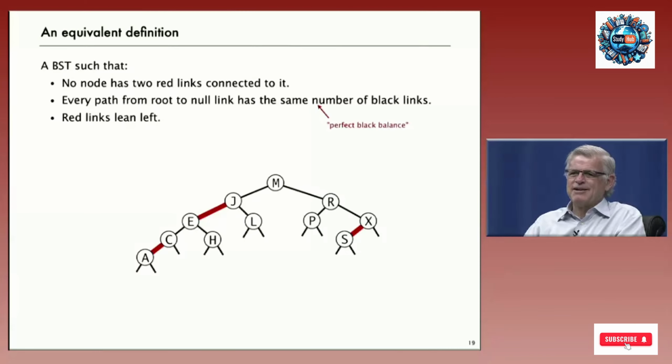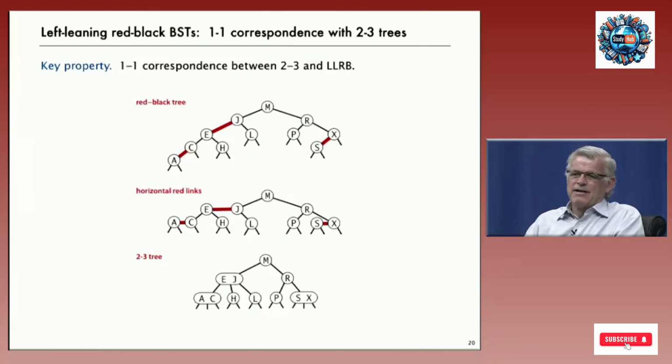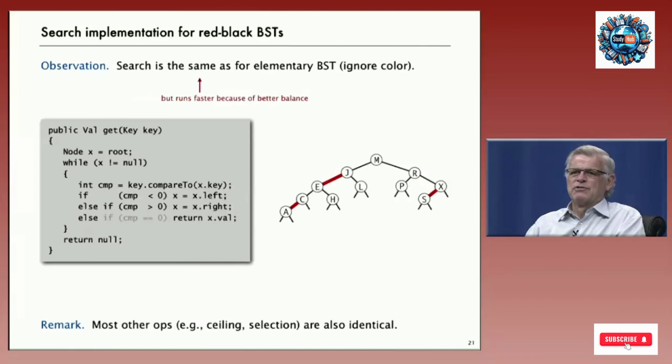So given a BST with some of the links colored red that has those properties, that's going to correspond to a 2-3 tree. And that's a key property, this one-to-one correspondence between 2-3 trees and left-leaning red-black trees. Given a 2-3 tree, we saw how to do it. Given a red-black tree, we just make the red links horizontal and merge the nodes together to be 3-nodes. So all of the operations that we're going to look at for red-black trees can be understood in terms of the corresponding operations on 2-3 trees.